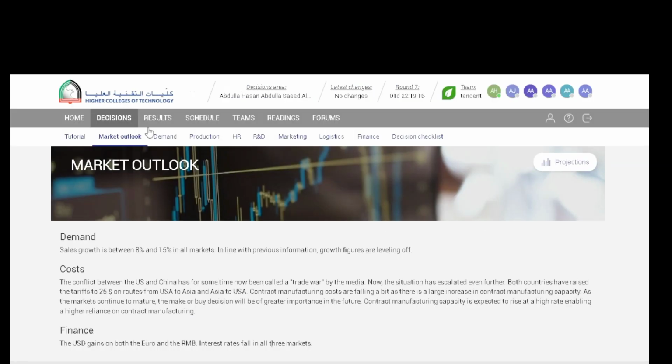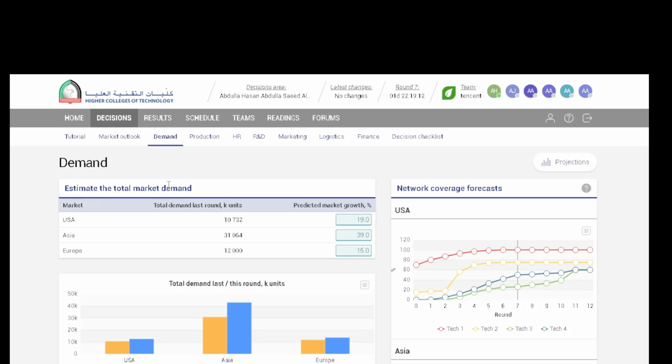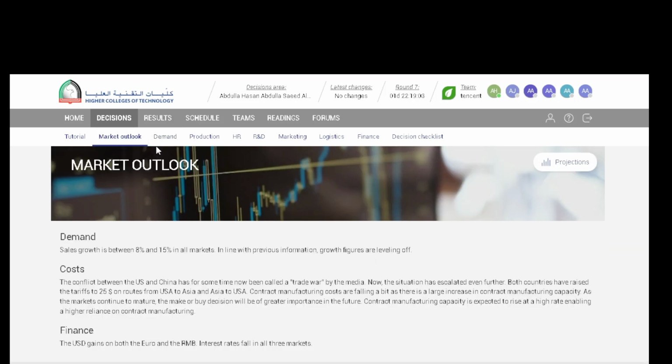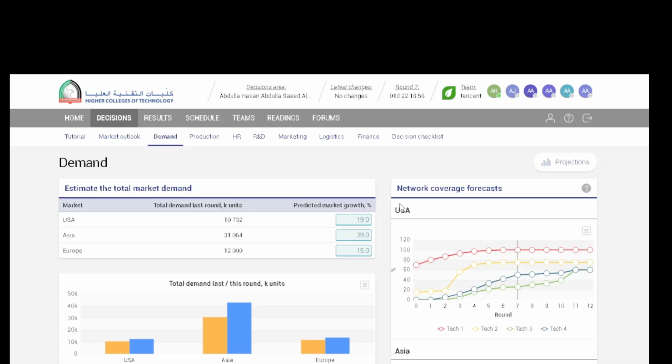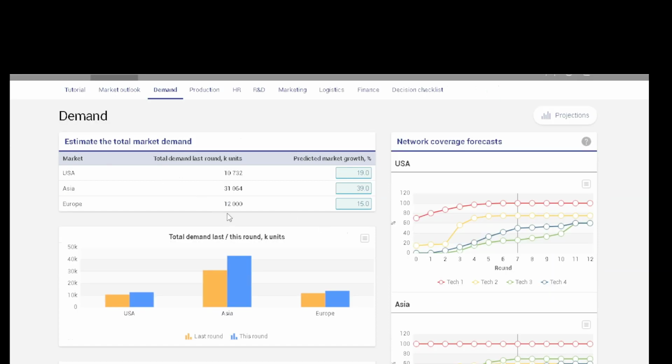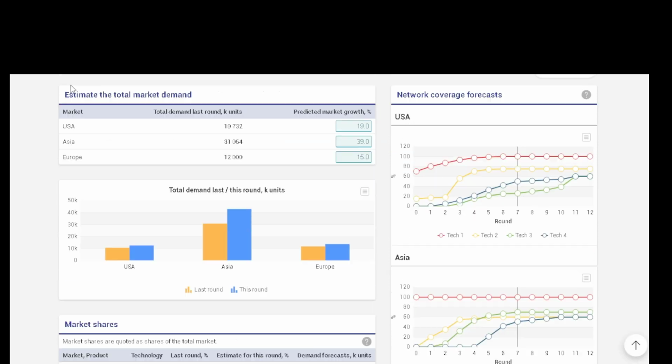So when you come and start making decisions on demand, we have been told we make decisions depending on what we have been told on the market outlook. So they have just said that on the market outlook, the sales growth is between 8% and 15% for all the markets. This means that maybe the demand has really gone down. Okay, so we shall make decisions under estimate of the demand for our markets, which are USA, Asia, and Europe.